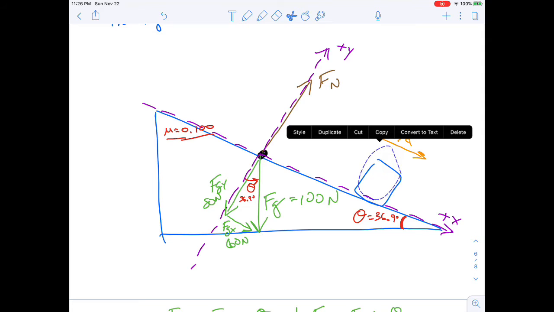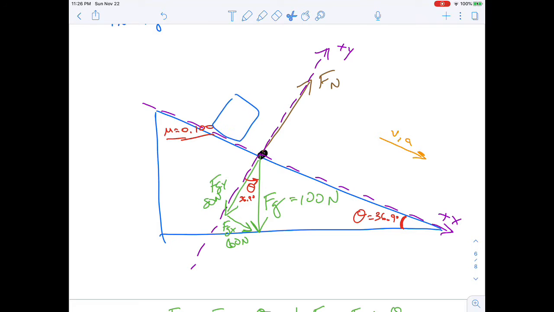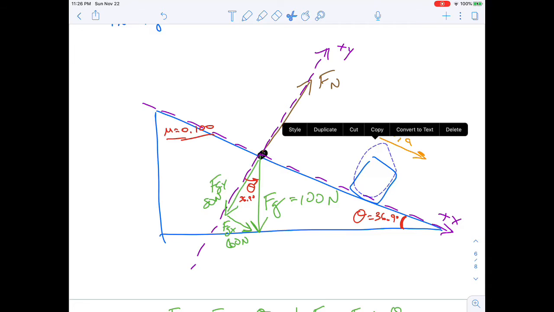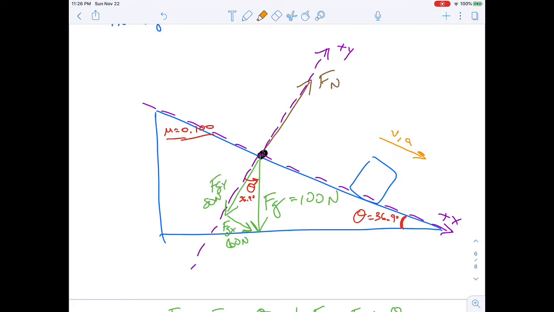What I didn't mention last part of this video series is that the reason it's going down the ramp, whether friction or not, is because of gravity, right? Gravity's pulling it down the ramp. But what's important to realize is it's not all of gravity. It's the x portion of gravity that's pulling it down the ramp. The y portion of gravity is holding it onto the ramp, and then the normal force has to hold it back.